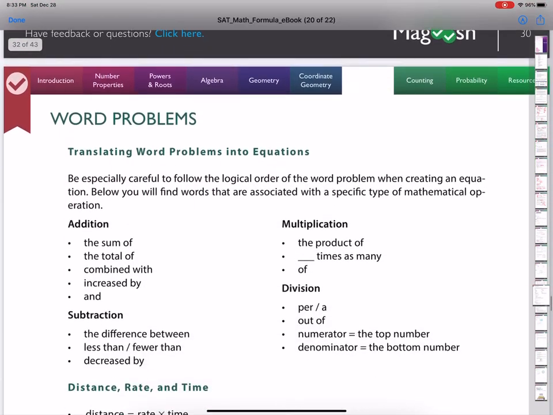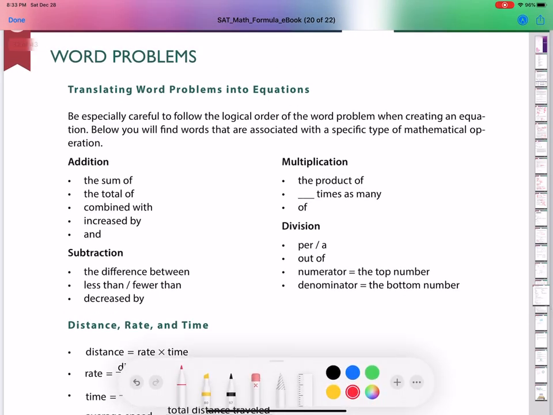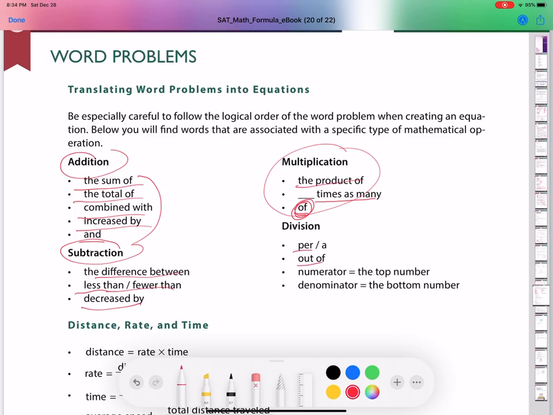All right, next problem. Word problem. There are so many word problems. If the question says the sum of something, total, combined with, increased by, usually you're going to use addition. Difference between, less than, fewer than, decreases by, usually you can use subtraction. Product of, something times, as many of this, multiplication. Out of 4, numerator, denominator, right? Usually division.